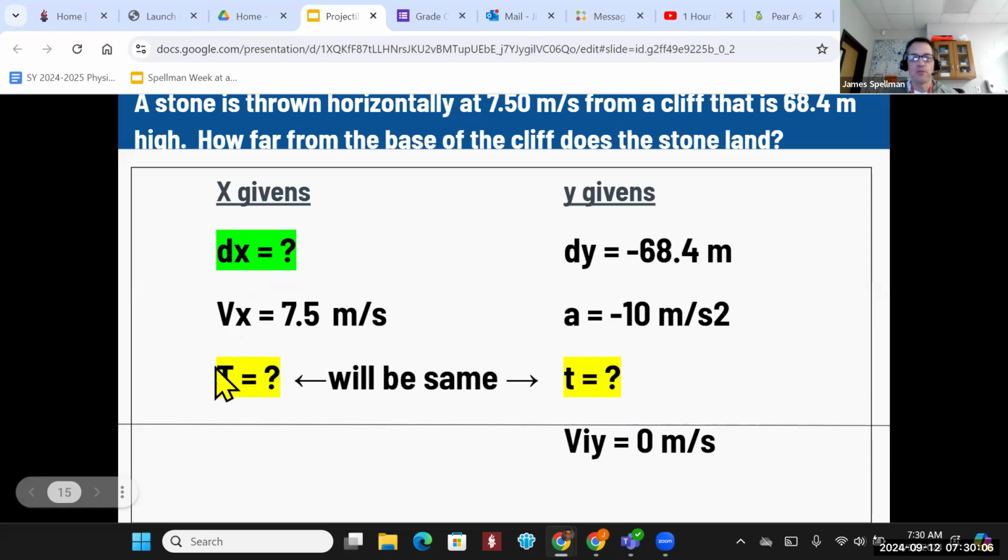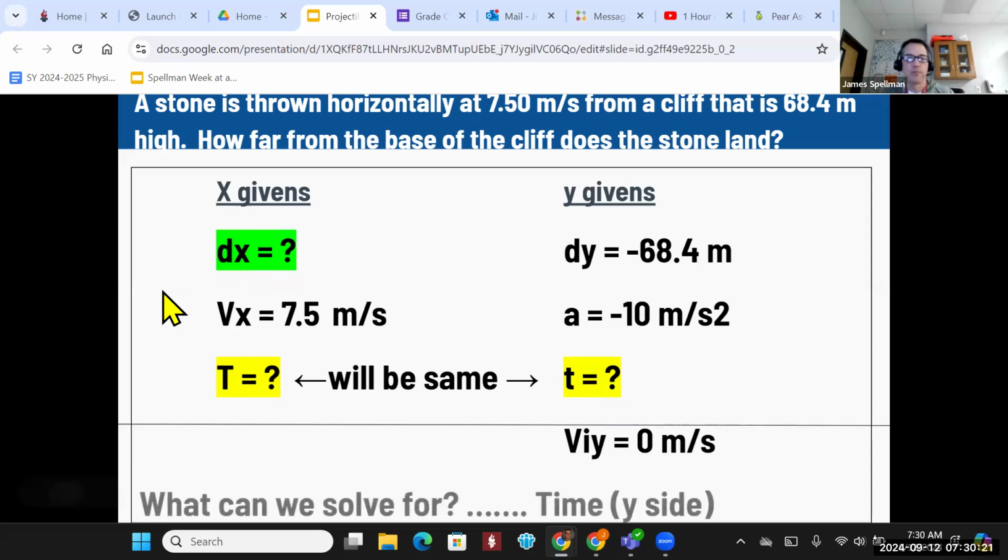How do I figure out T? Well, if I come to the Y side, I've got enough information over here on the right to figure out the time. Once I figure out the time over here, it's the same time over here. And then I can multiply these two together to get my answer. So we'll go through it step by step.